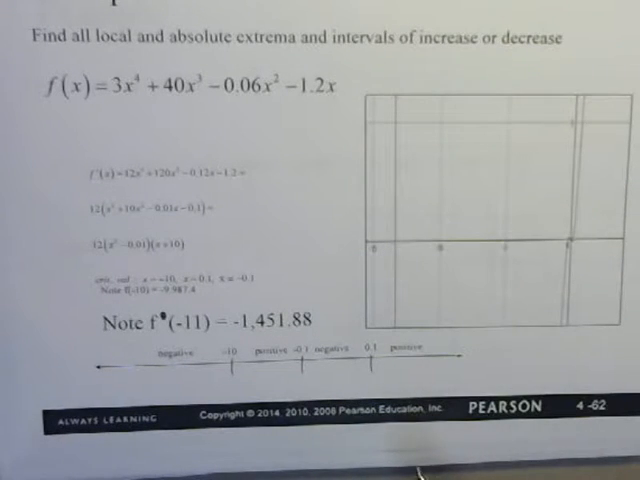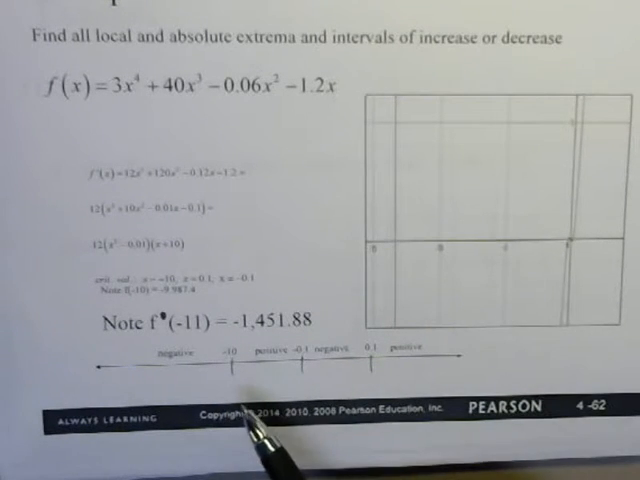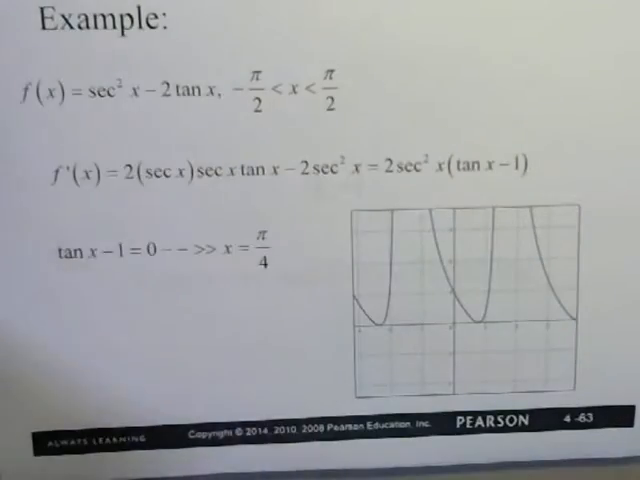So in this case, the intervals of decrease would be negative infinity to negative 10, and negative 0.1 to 0.1 when it's going down like that, and then increasing between negative 10 and negative 0.1, and increasing from 0.1.